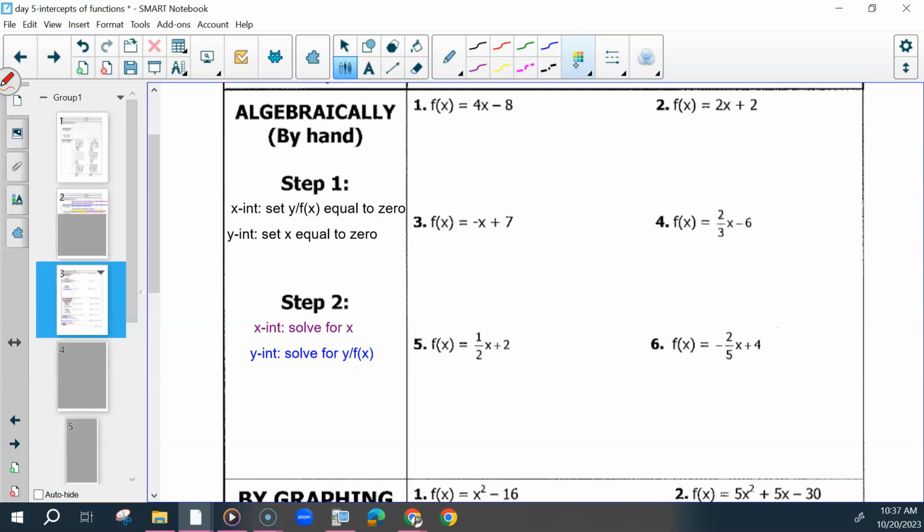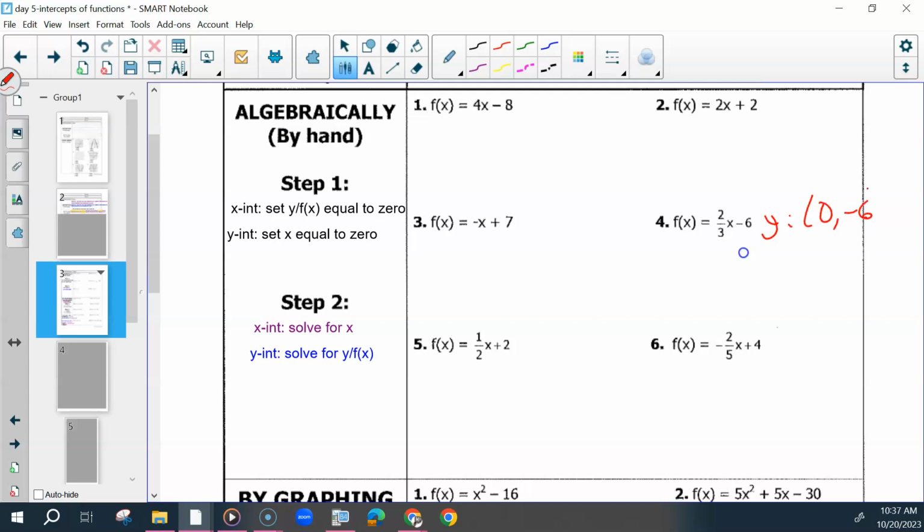Alright, I need everyone to focus. For number 4, I believe I said this, I don't remember, because we were running out of time. If I asked you what is the y-intercept, what would you tell me? It's negative 6, yes.